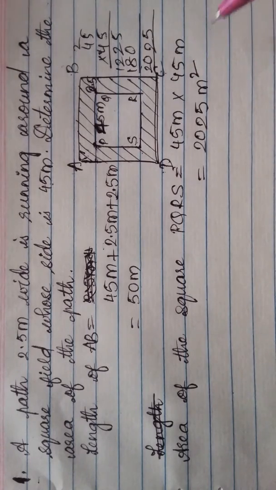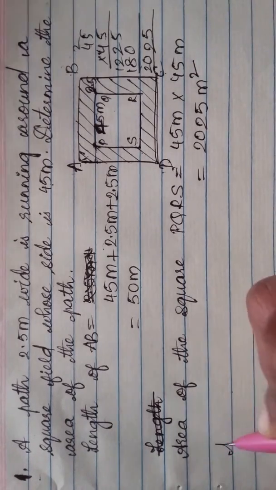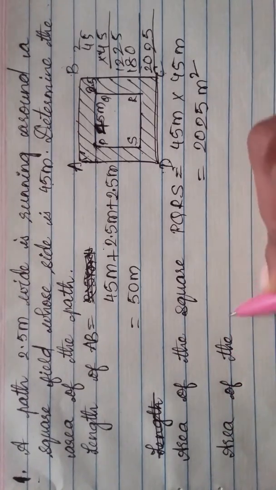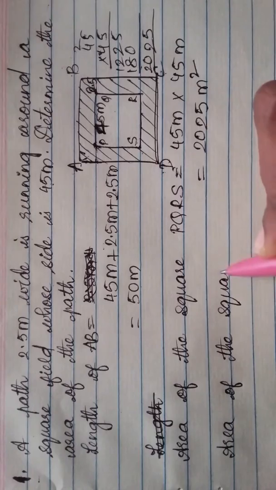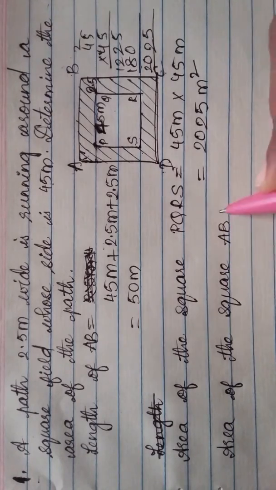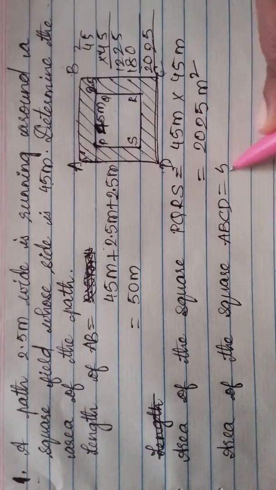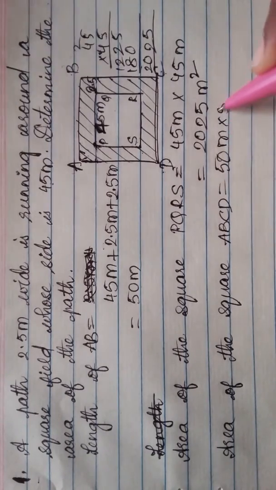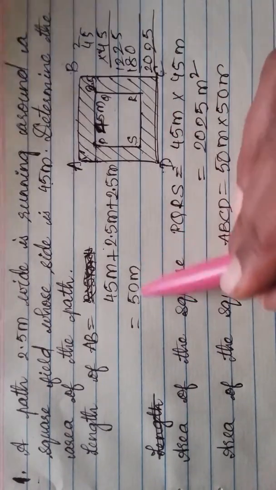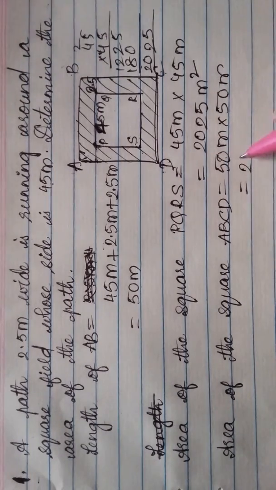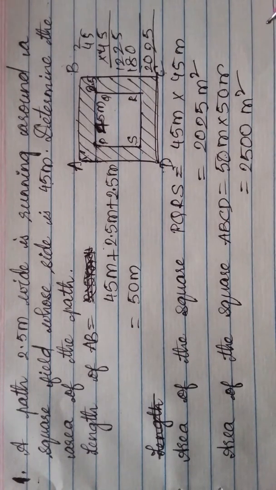Now let us find out the area of the square ABCD. So this is going to be equal to 50 meters into 50 meters. Here we got one side is 50. So this is 50 into 50. 5 5s are 25. 0 and 0. So 2 zeros should be added and this is meter square.